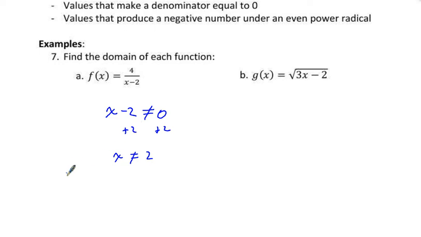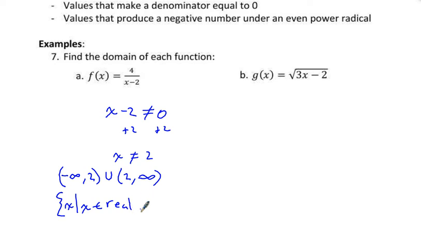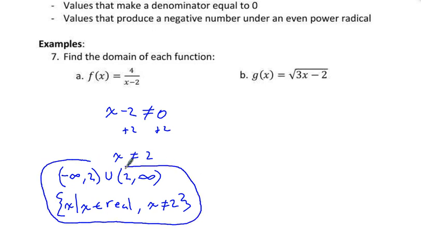If we use interval notation to represent this domain, that would be from negative infinity to 2 not included, union 2 to positive infinity. This would be how we would write this domain in interval notation. In set builder notation, the set of all x such that x is an element of the real number set where x cannot be 2. Either one of those are appropriate ways of writing that domain, including the restriction.